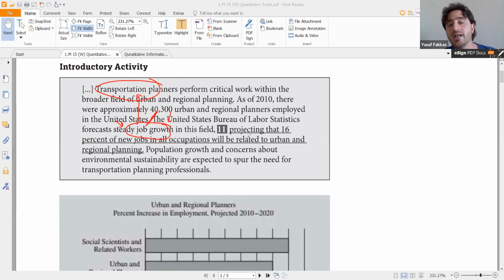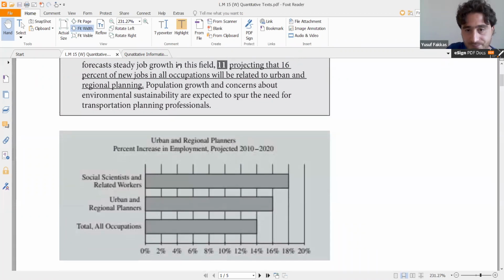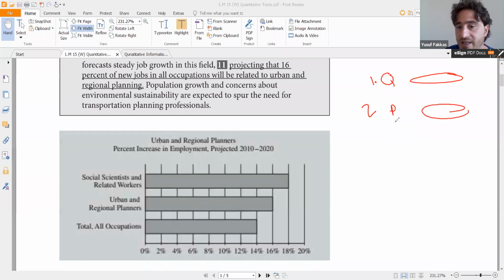And then we need to decide if it's already accurate, so we choose no change, or it's vague, or there's something better, or it contains a factual error, and we correct it. Look, projecting that 16% of new jobs in all occupations will be related to urban and regional planning. Okay, now I look at the graph. So number one, I read the question, highlight the keywords. Number two, I read the passage, highlight the keywords, and then I go to the graph.